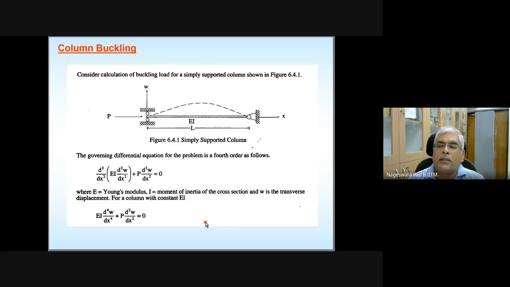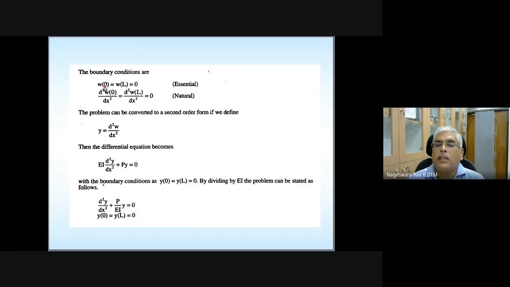And we noted the boundary conditions. The boundary conditions are: transverse displacement at both ends is 0 and curvature at both ends is 0. Transverse displacement at both ends being 0 is a 0th order boundary condition, that is an essential boundary condition. And curvature being 0, a second order derivative, turns out to be a natural boundary condition, because this is a fourth order differential equation.